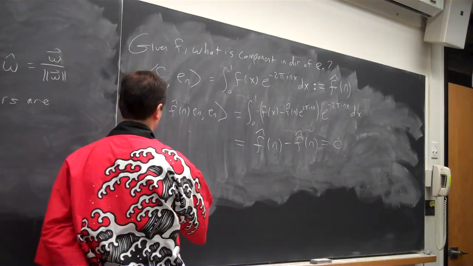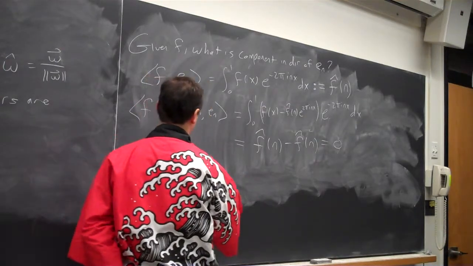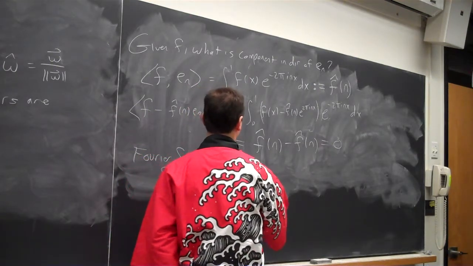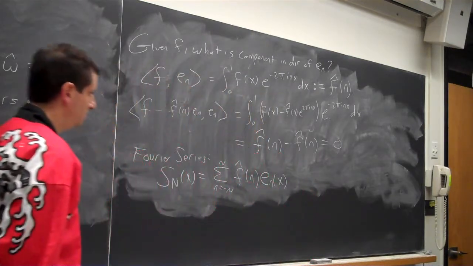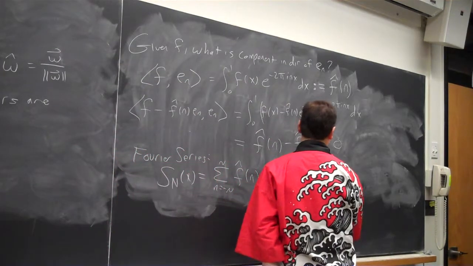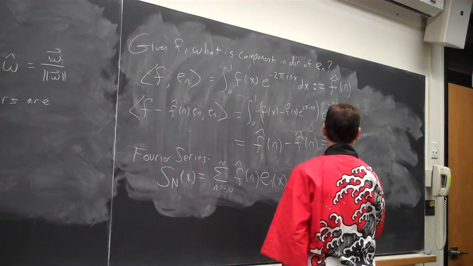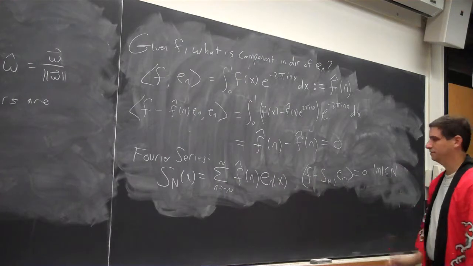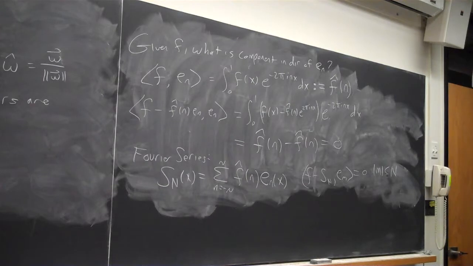So, Fourier series. We define S_n of x to be the sum, little n goes from minus n to n, of f hat of n, e_n of x. Okay? And if I were to look at f minus S_n dotted with e_m, that'll be 0 if the absolute value of m is less than n.